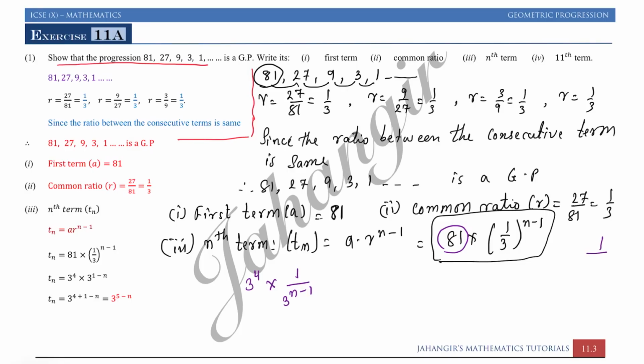You know, if I am writing 1 upon x raised to m, it can be written as x raised to minus m. This is the reciprocal rule for the indices. So if you want to change this, you can write 3 raised to 4 as it is, and I can write 3 raised to minus n minus 1. Now we can combine both: 3 raised to 4 minus n plus 1. So that will give you 3 raised to 5 minus n.